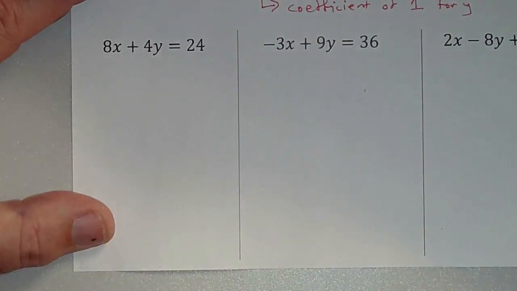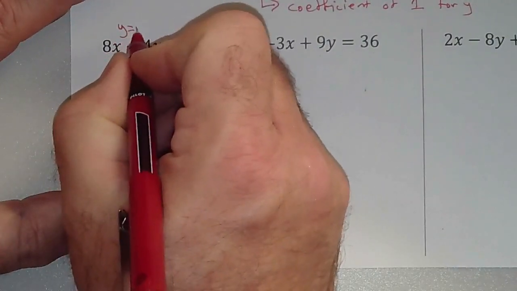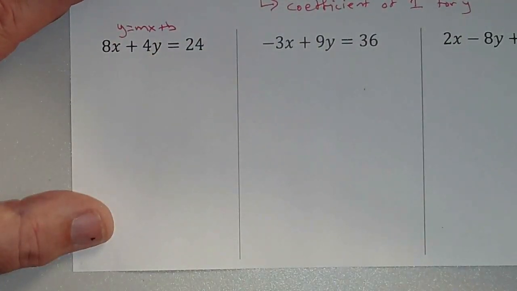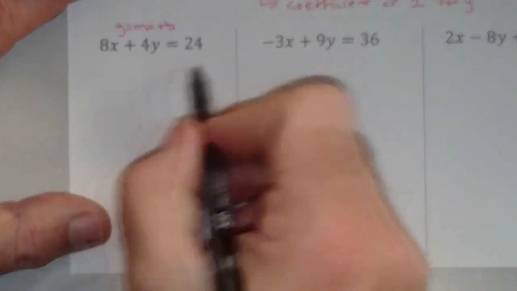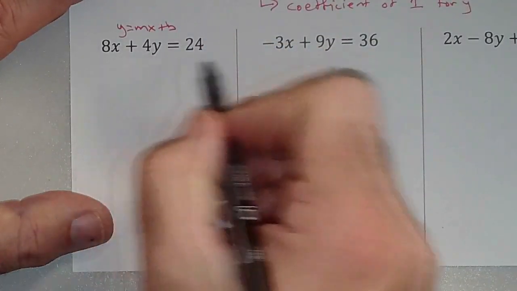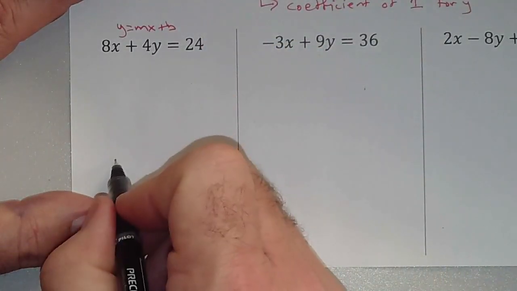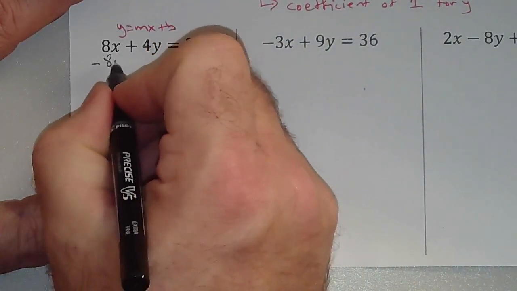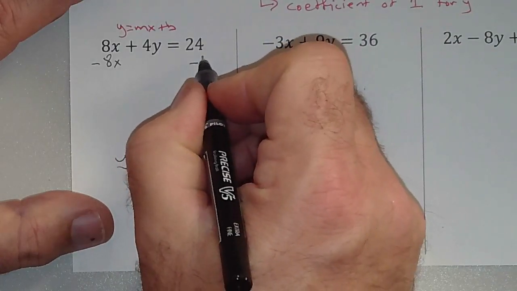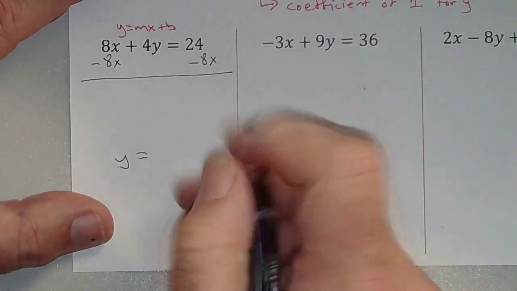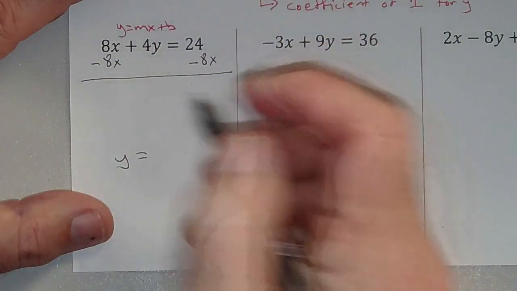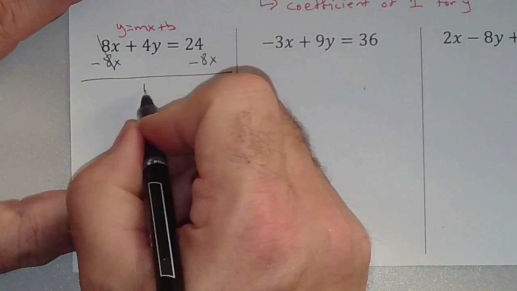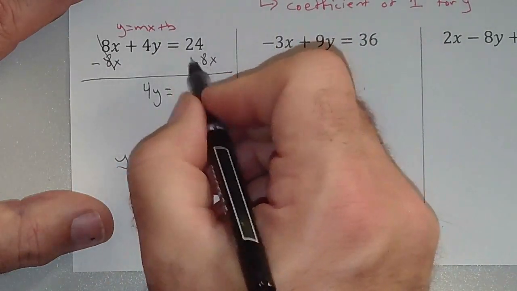Is this in slope-intercept form? Slope-intercept form, of course, looks like this: y equals mx plus b. No, it's not in slope-intercept form. So what we need to do is move terms away from y so that we can get y by itself. Eventually we want this to read y equals something. Don't think arithmetically. Don't think mathy. Think algebraically here. I'm just subtracting 8x from this side to make this 0, which leaves me 4y.